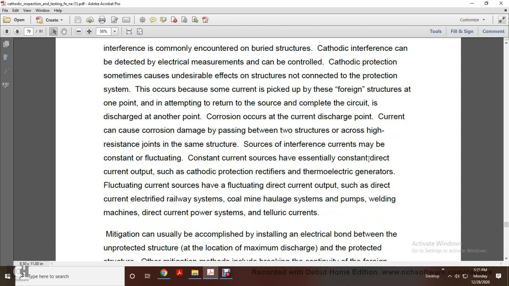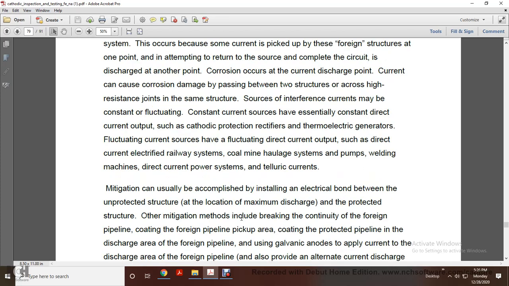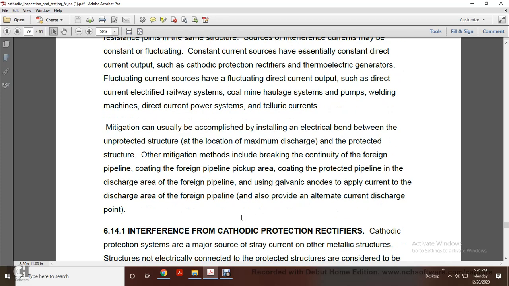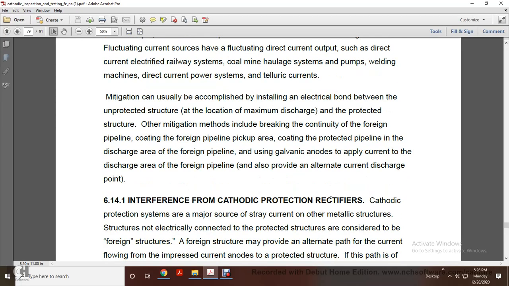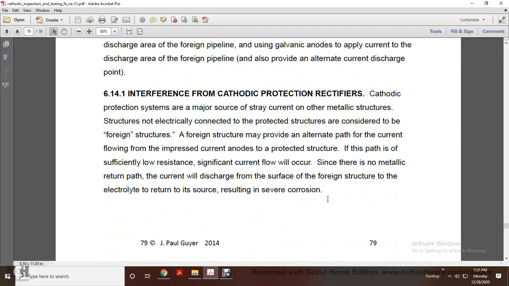Sources of interference currents might be constant or fluctuating. Constant current sources have essentially constant direct current, such as a cathodic protection rectifier or thermoelectric generator. Fluctuating currents have a fluctuating direct current output, such as direct current electrified railway systems, coal mine haulage systems, pumps, welding machines, and direct current power systems. Interference current mitigation can be easily accomplished by installing an electrical bond between the unprotected structure, at the location of maximum discharge, and the protected structure. Other mitigation methods include breaking continuity of the foreign pipeline, coating the foreign pipeline pickup area, protecting the foreign pipeline discharge area using galvanic anodes to apply current to the discharge area, and also providing an alternate discharge point.